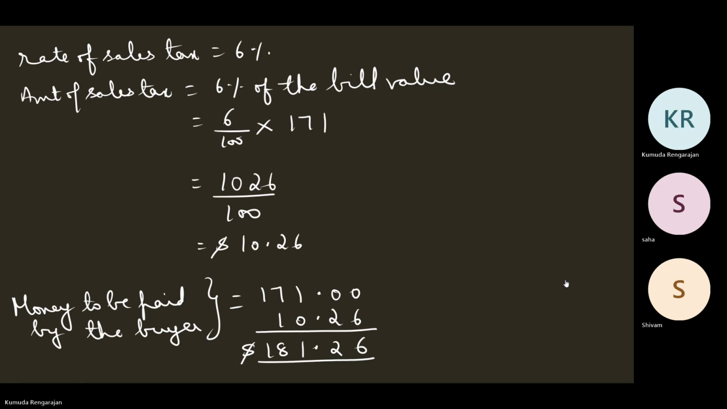Okay, let me not waste your time. I'm just trying to finish it fast. So 6% of the bill value, which is 10.26. So now the money to be paid will be the bill value 171 plus the tax.